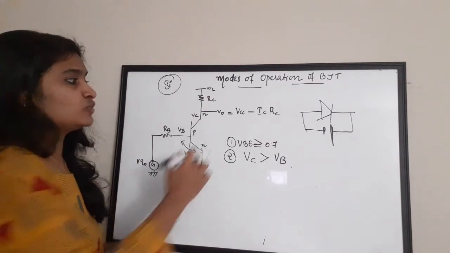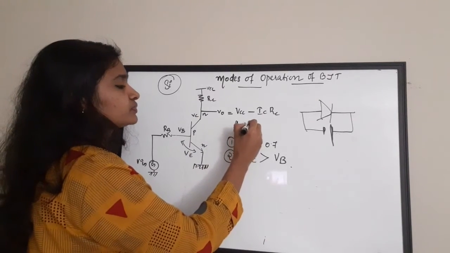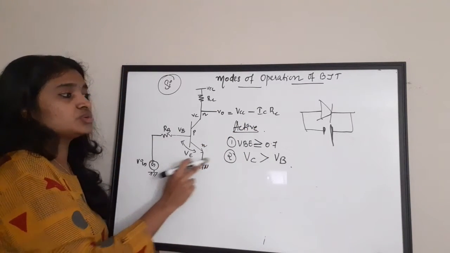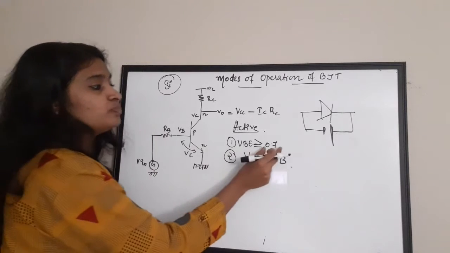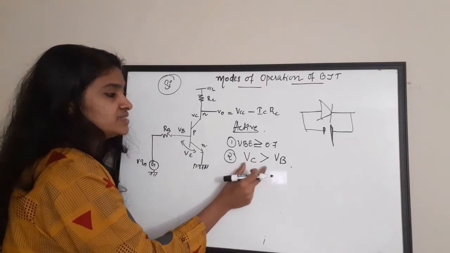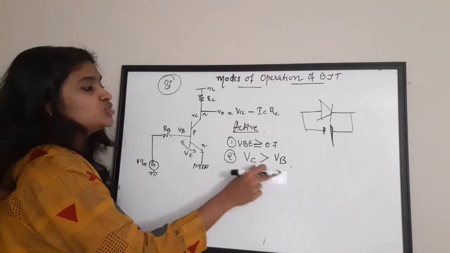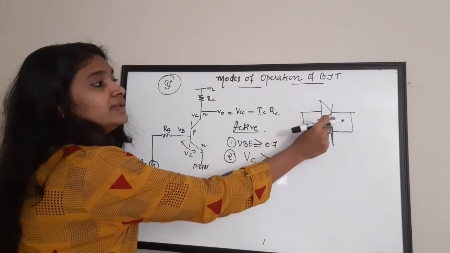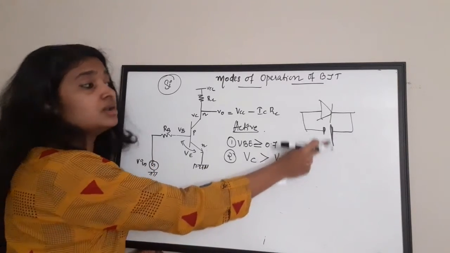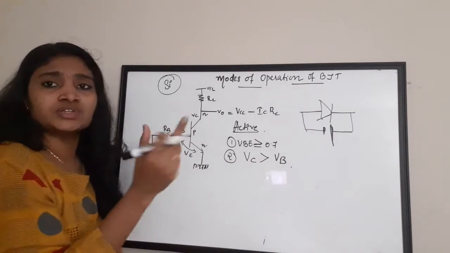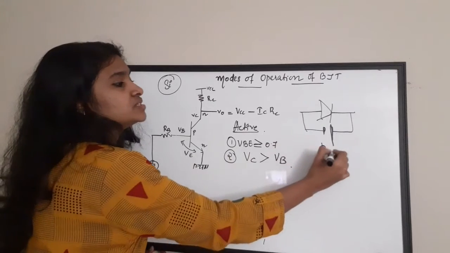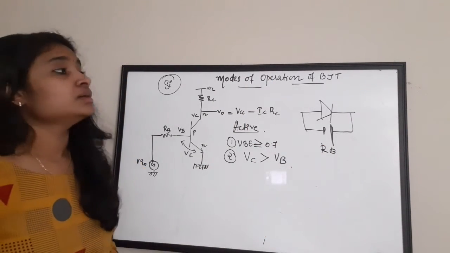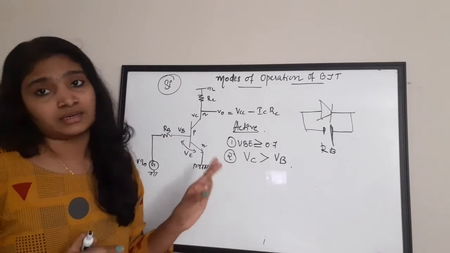Okay, so this is the case for the active mode. We normally use these two conditions. VB, that is the base emitter region, should have a potential of 0.7 and the collector voltage VC should be greater than VB. So here in this junction, the negative is connected to a higher potential and the positive is connected to a lower potential to make it reverse biased. I hope it is clear. So this is the condition for a BJT to work in the active mode.